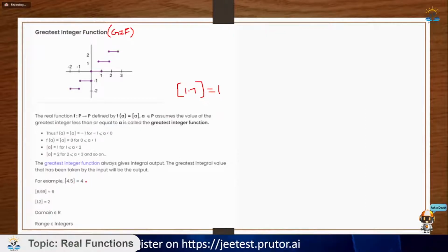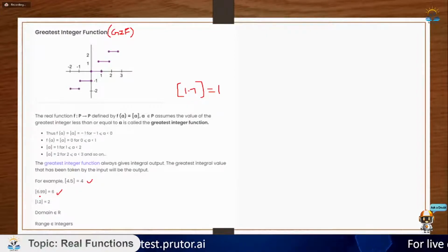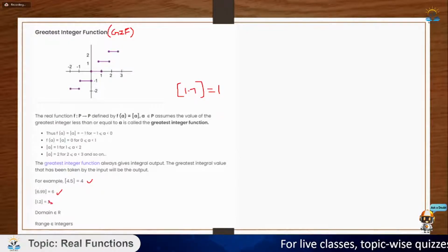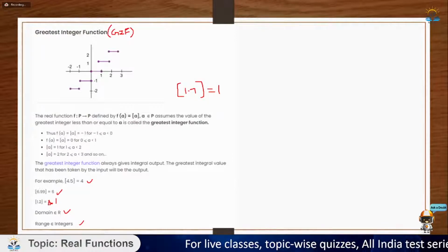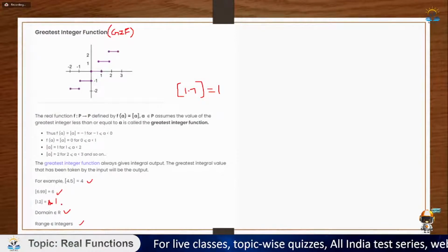For example, 4.5 gives 4, and 6.99 gives 6 only. It will not round up to 7. Please remember it again and again. I am saying you will get the number which is before your given value. For 1.2, it is not 2, that is wrong. It will be 1 only. The domain belongs to the reals and the range belongs to all integers. So please remember this is wrong: the greatest integer function of 1.2 will be 1 only.